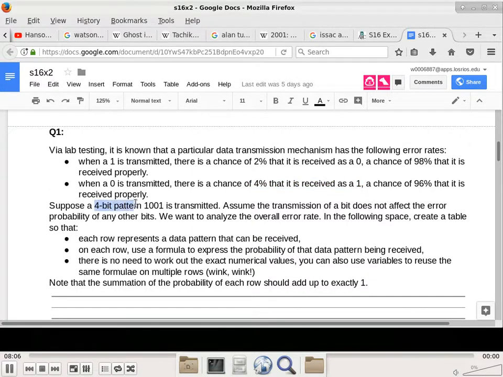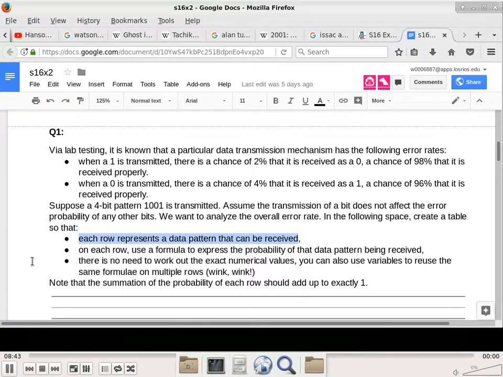So suppose a 4-bit pattern 1001 is transmitted. Assume the transmission of a bit does not affect the error probability of any other bits. This part basically states that the probabilities are independent. One event or one trial does not affect the probability of the other trials. We want to analyze the overall error rate. In the following space, create a table so that each row represents a data pattern that can be received. And how many rows are we talking about?